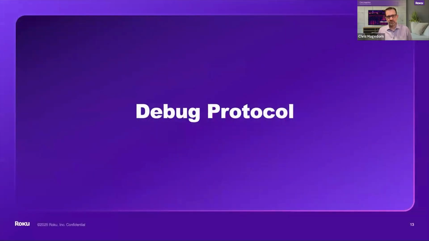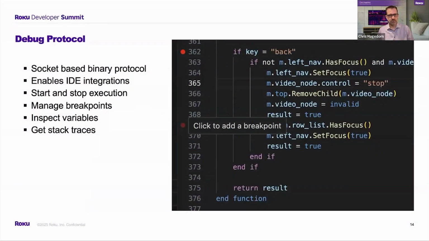Okay, let's talk about debug protocol. Again, for those of you who aren't familiar, the debug protocol is our socket-based binary protocol primarily used for enabling IDE integration. So what does that mean? If you're using VS Code to do your Roku channel development and you're using the community BrightScript extension for VS Code, that extension is in turn using this debug protocol to do all the things it does.